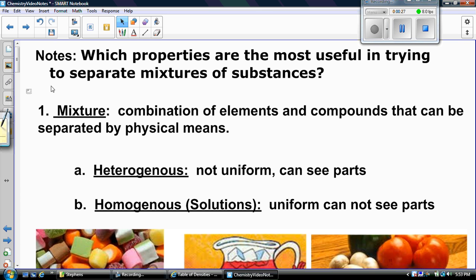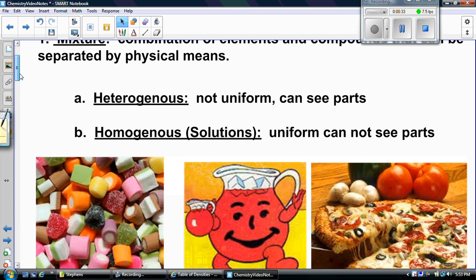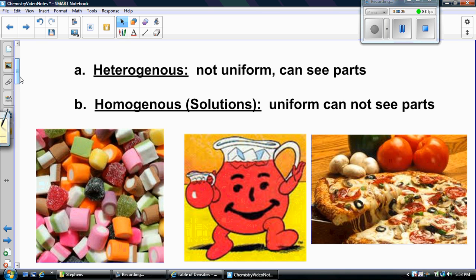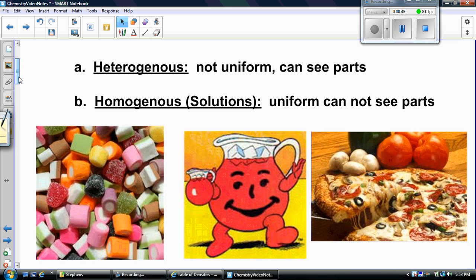Okay, so a mixture, remember, is a combination of elements and compounds that can be separated by physical means. There's two types of mixtures. Mixtures can be heterogeneous, which means it's not uniform. You can see all the parts of the mixture. Homogeneous are also called solutions. These are mixtures that are uniform and you cannot see all the parts of the mixture. So let's look at some examples.